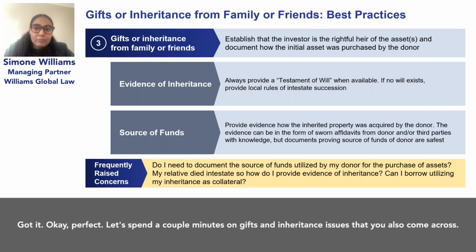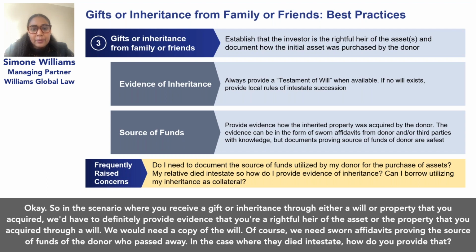Got it. Okay, perfect. Let's spend a couple minutes on gifts and inheritance issues that you also come across. Okay, so in the scenario where you receive a gift or inheritance through either a will or property that you acquired, we'd definitely have to provide evidence that you're a rightful heir of the asset or the property that you acquired through a will. We would need a copy of the will. Of course, we need sworn affidavits proving the source of funds of the donor who passed away.